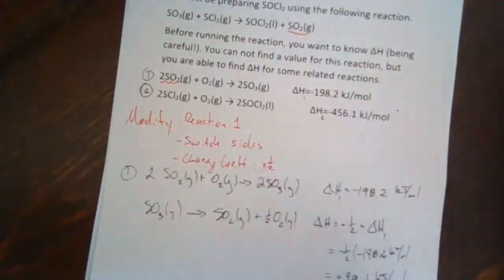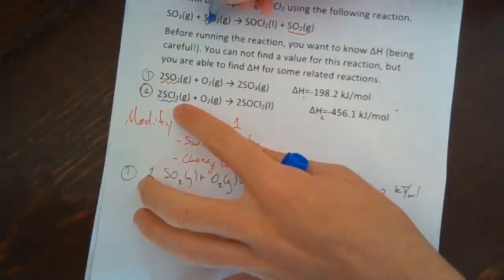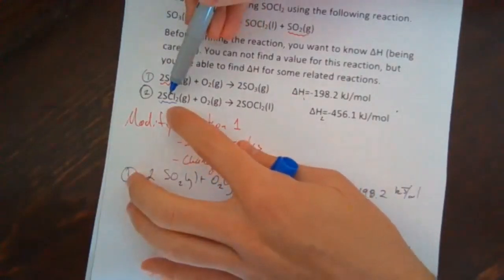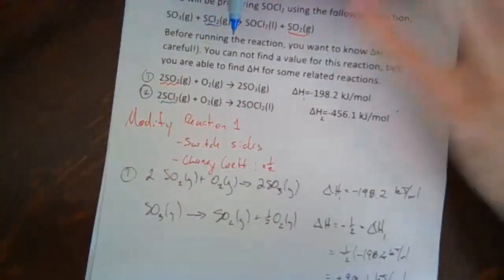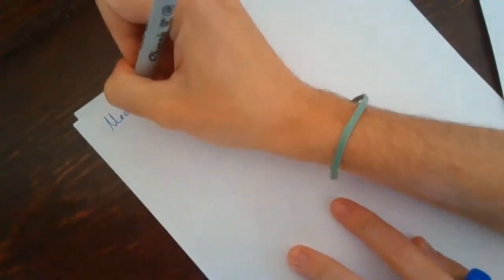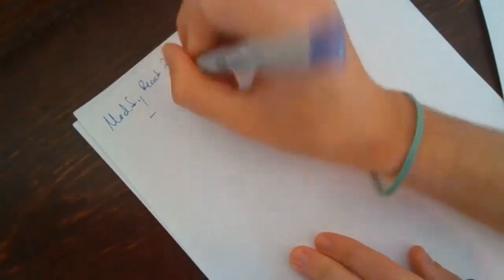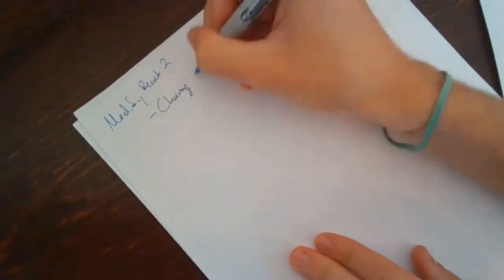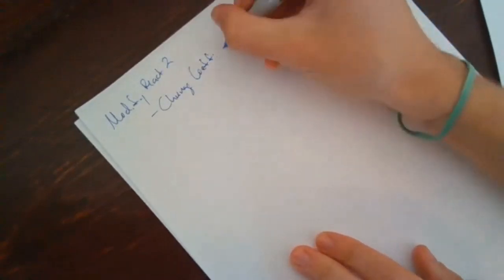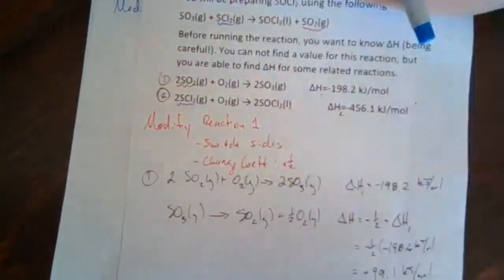If we key in on reaction 2, I could look at, for example, SCl2. And SCl2 is right here, and this is a reactant, and this is a reactant. So I don't need to change sides. The only thing I need to do is adjust my coefficients. If I modify reaction 2, the sides are fine, I just need to change coefficients. I need to multiply by 1/2 because my reference is a 2, my target has a 1, but they're on the correct sides. So that's good.